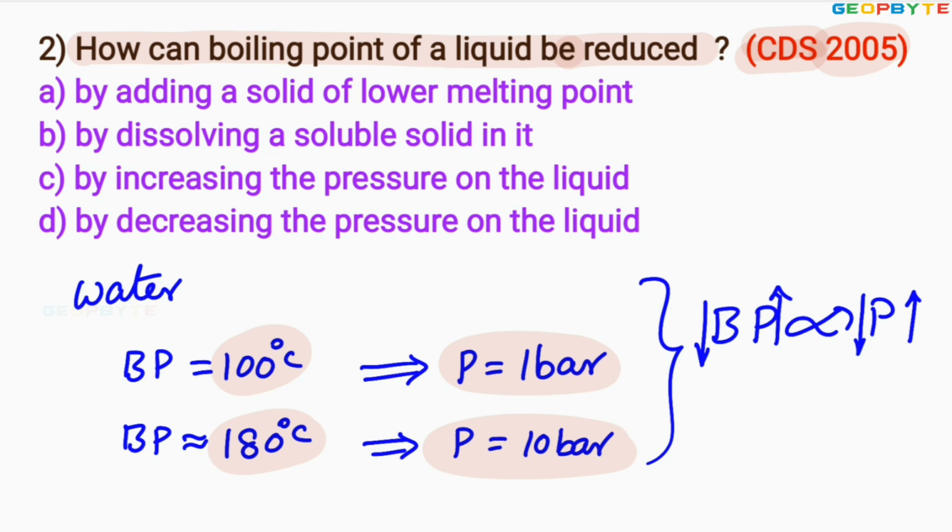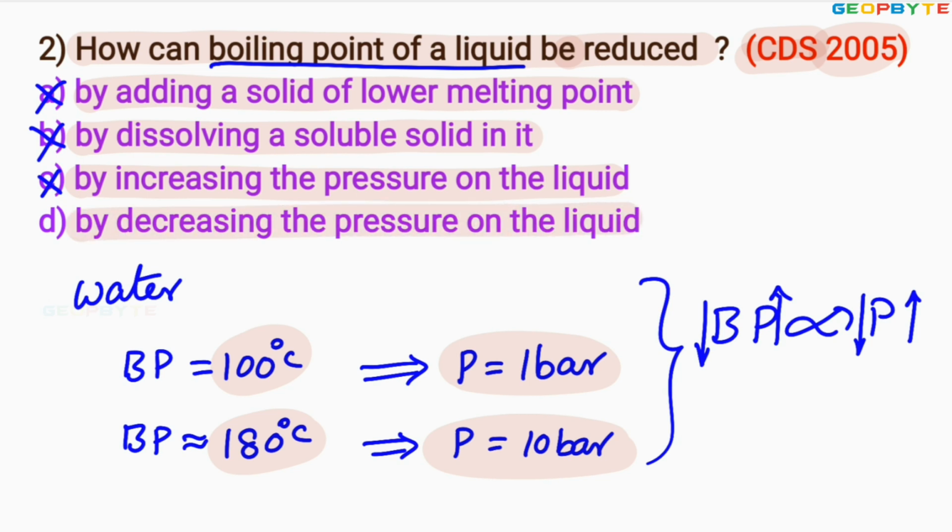Look at the options. Option A, by adding a solid of lower melting point, no. Option B, by dissolving a soluble solid in it, no. Option C, by increasing the pressure of the liquid, no. When you increase the pressure, boiling point increases. But he is asking how can you decrease the boiling point? Option D, by decreasing the pressure of the liquid, absolutely correct. By decreasing the surrounding pressure, boiling point can be decreased. I hope all of you clearly understood.